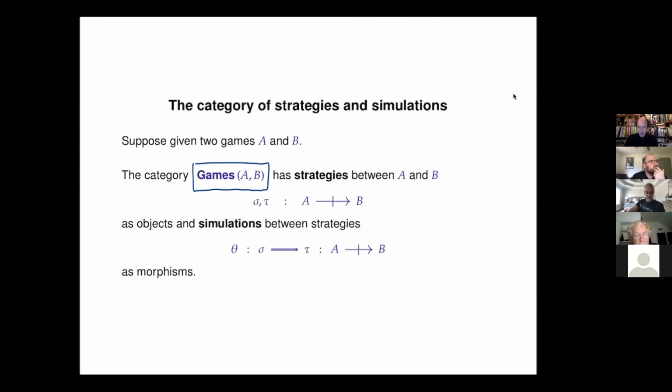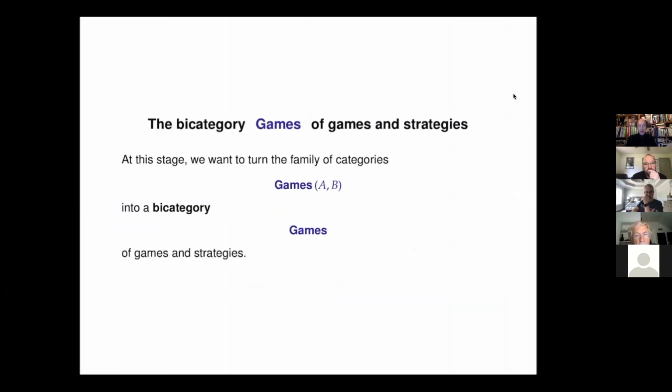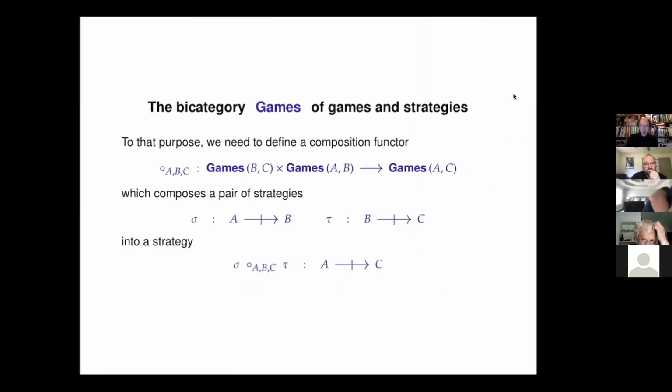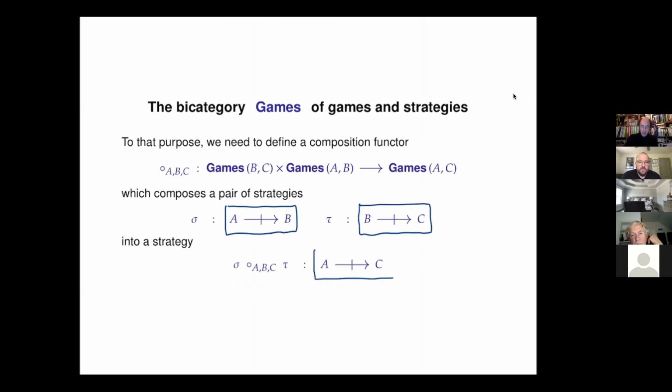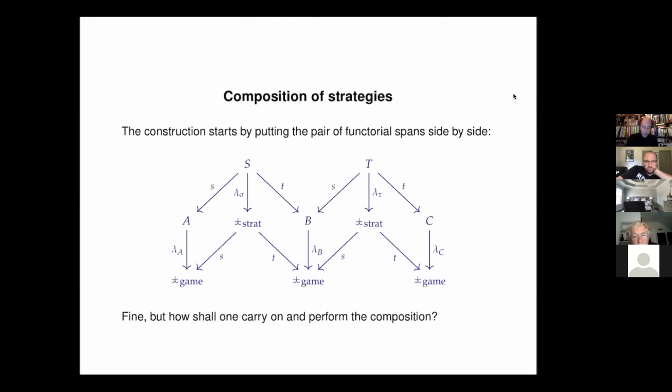And now here comes really game semantics. We want to deduce from that a bicategory Games, and by this I mean that we want to take strategies between two games and compose them. So typically we want to take a strategy between two games A and B, a strategy between two games B and C, and turn them into a strategy between the games A and C. So we want to compose them. And the idea is that maybe we should think of composition of spans and try to use composition of spans to compose strategies. And so, that's the situation.